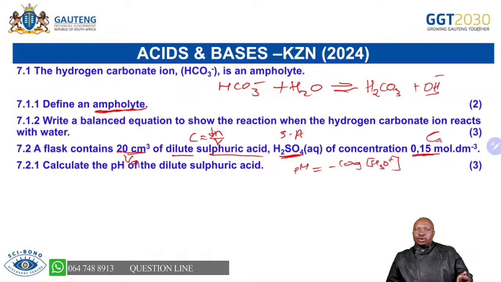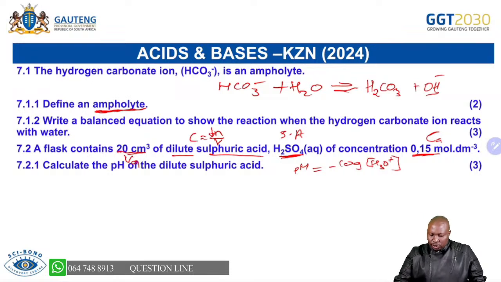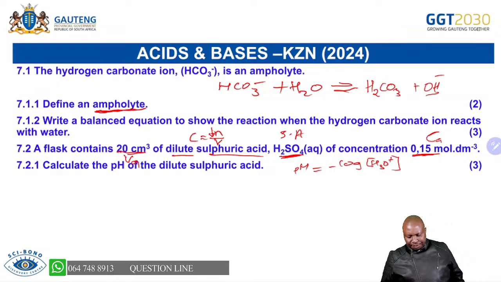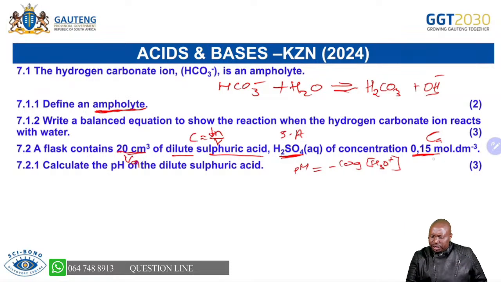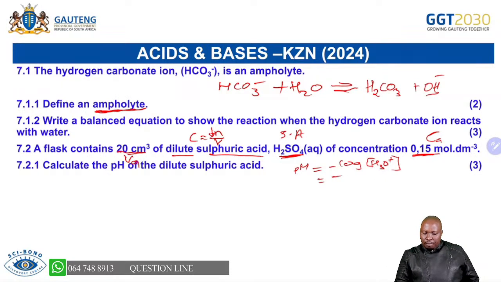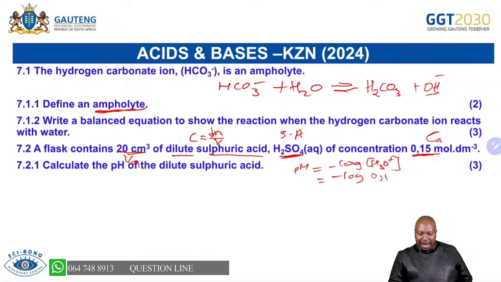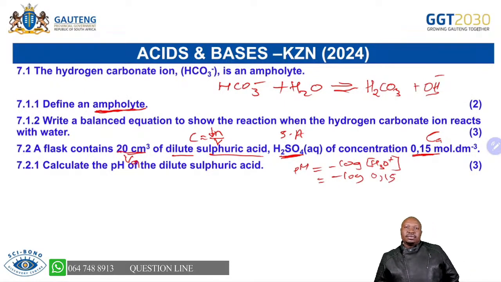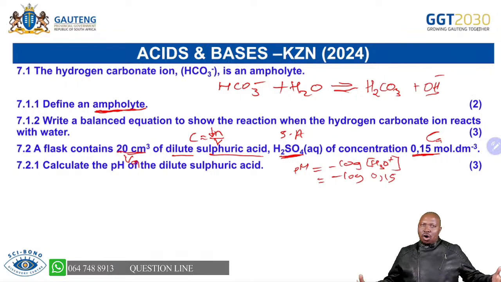Now, the first thing that you see, there is no H2SO4 in this formula. There is H3O+. That is the first thing we must acknowledge. So our job is to find the concentration of H3O+, because we're only given the concentration of H2SO4, not of H3O+. So if you write minus log 0.15, you will have got it wrong.